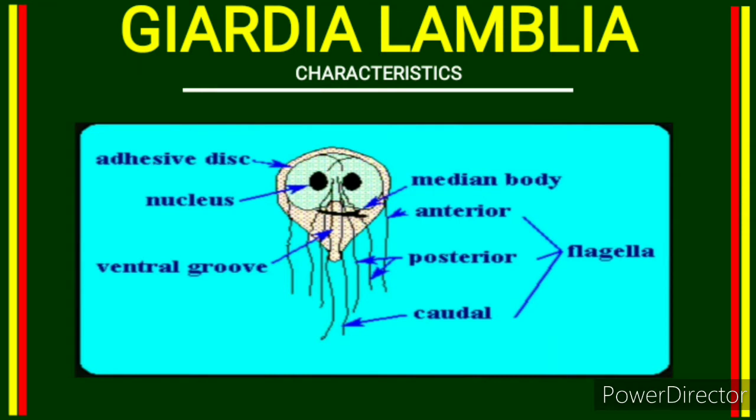There are two median bodies of unknown function, but their shape is important for differentiating between species. There are 4 pairs of flagella: 1 anterior pair, 2 posterior pairs, and a caudal pair. These organisms have no mitochondria, endoplasmic reticulum, Golgi, or lysosomes.